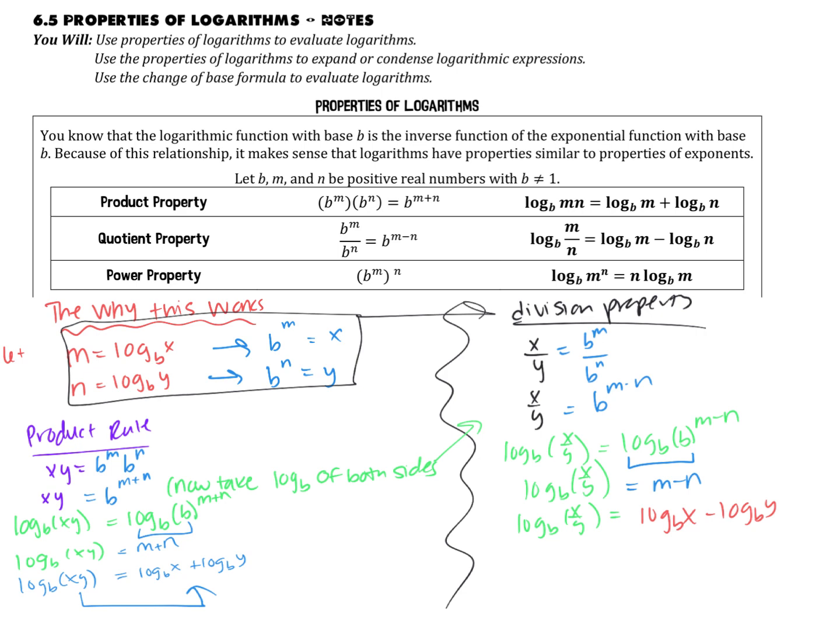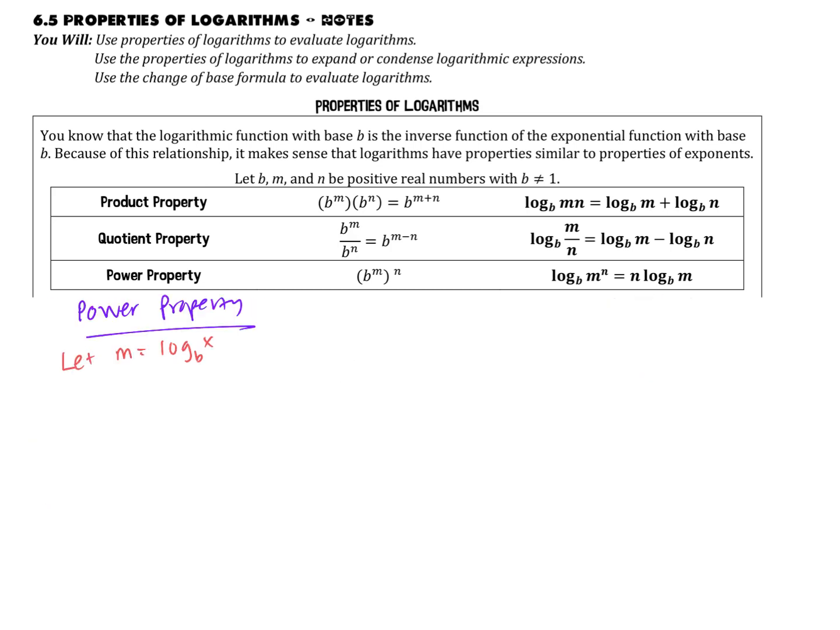So I'm going to erase this, but let's lastly talk about the power property and just do a quick proof of that. So we're going to start with letting m be log base b of x. And then what we're trying to do here is raise both sides of the equation to a power. But also let's convert this. So this is b to the power of m is equal to x.